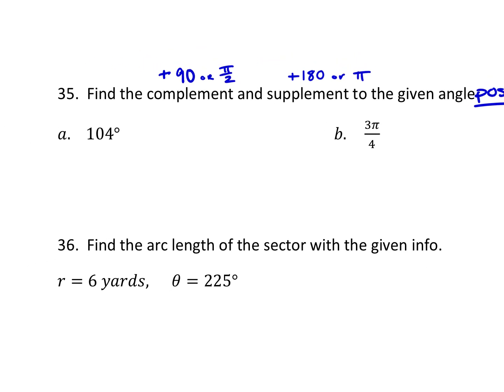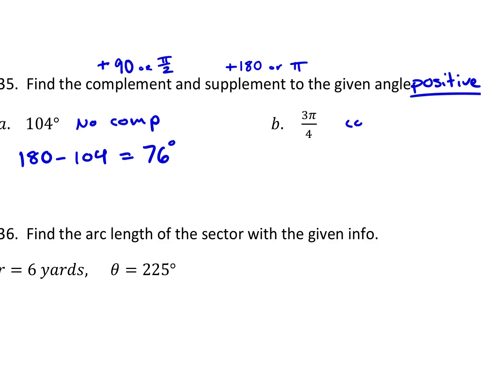So for A, we don't have a positive angle that will add to 104 to make it 90. So there's no complement. To find the supplement, we do 180 minus 104. Just put it in the calculator. So we'd get 76 degrees.